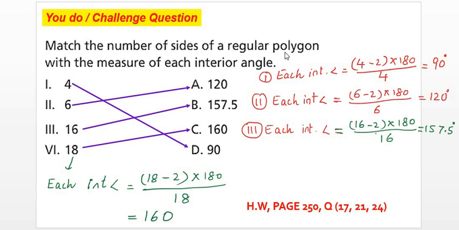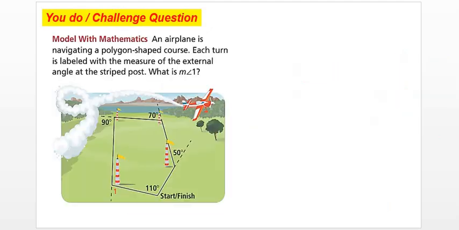The first part, it was saying you have to find each interior angle if the number of sides is 4. So in the formula you will replace n by 4. Same is the case for the second part, n will be replaced by 6. Third part, n will be replaced by 16, and fourth part, n will be replaced by 18, and then you will get the answer and you will match them. Clear? Here is the next challenge question for you.